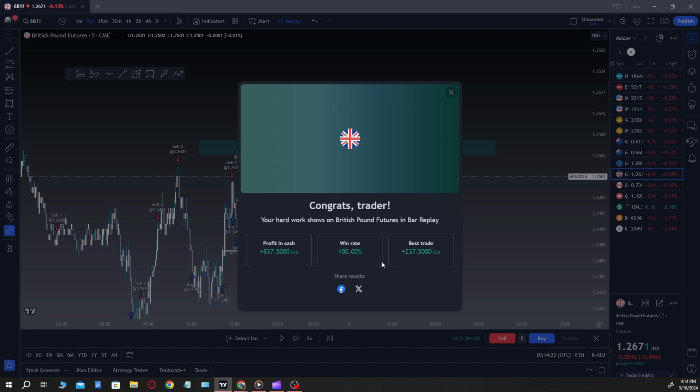But I like to keep my win rate at a certain point, right? I want to have 100% win rate. I want to have a 99.9% win rate. So that's what I'm going to do. I'm going to cut my trade when I think that I'm in enough profit, right? And this is just the strategy that I use.